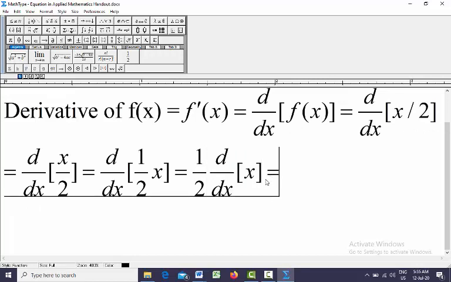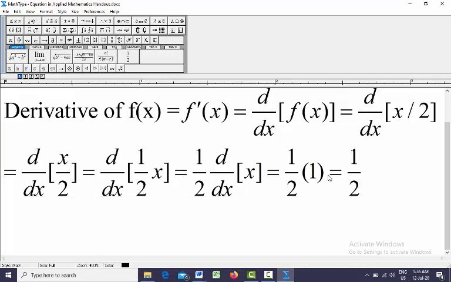So now we have half outside. It will be there as it is. And differentiation of x with respect to x is 1. The answer is 1. So if you multiply 1 with half, we get only half. So this is the answer.